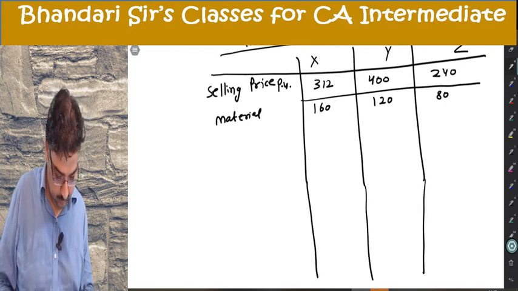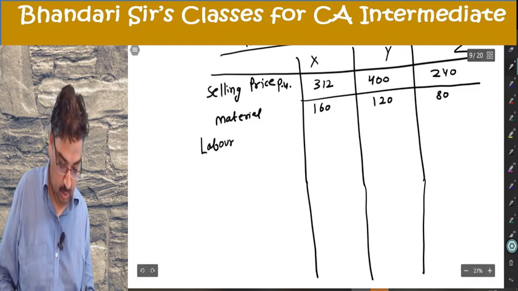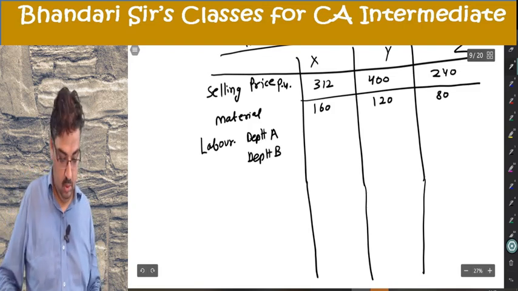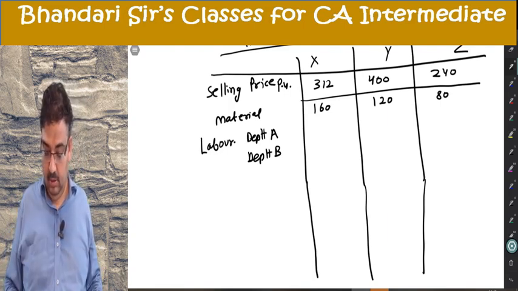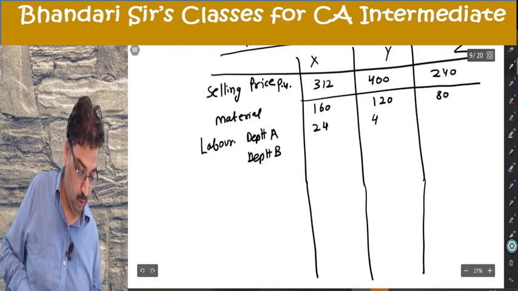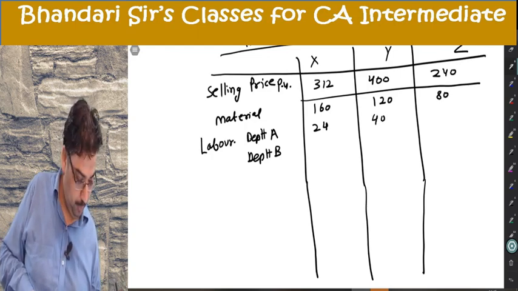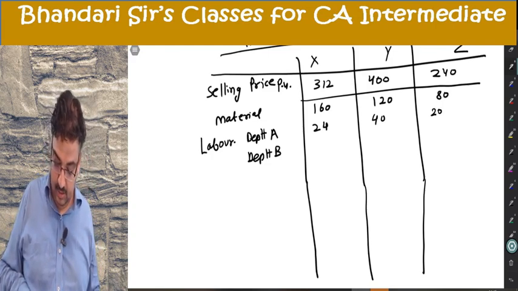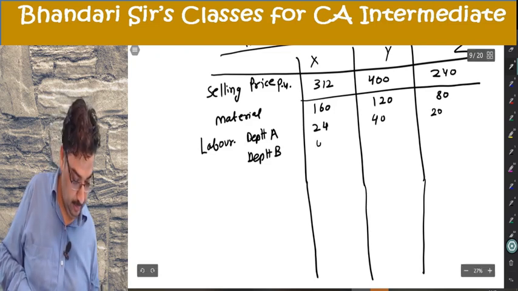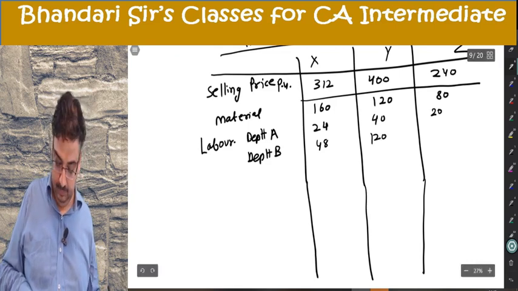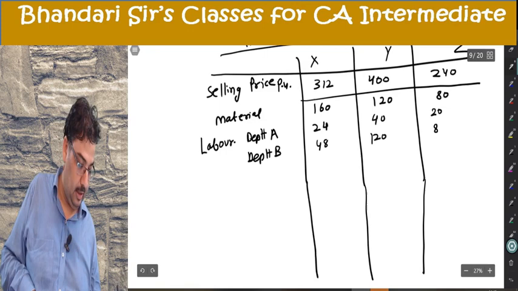Then labor cost, department A, department B. Now department A: 6 hours at 4 per hour is 24, 10 hours at 4 per hour is 40, 5 hours at 4 per hour is 20. Department B: 6 hours at 8 per hour is 48, 15 hours at 8 per hour is 120, 11 hours at 8 per hour is 88.